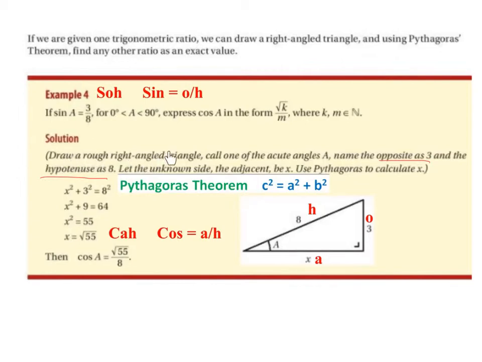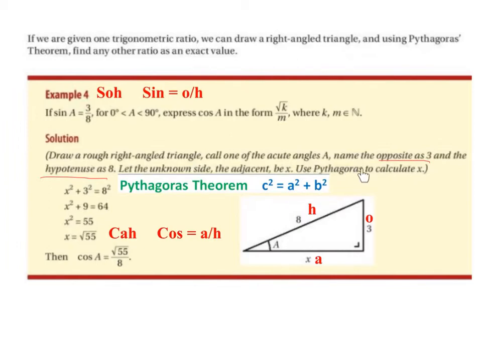So we drew a rough sketch of the right angle triangle. We labelled one of the angles as A. It doesn't matter which one we labelled. The opposite of that angle is 3. The hypotenuse is 8. Then we let the unknown side, which is also the adjacent, be X. So if we had labelled this as the angle A, then this would end up being our adjacent side or our X. So it doesn't matter which way you do it, but it will always work out.